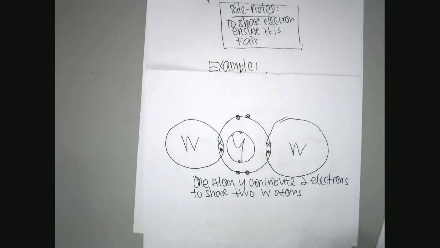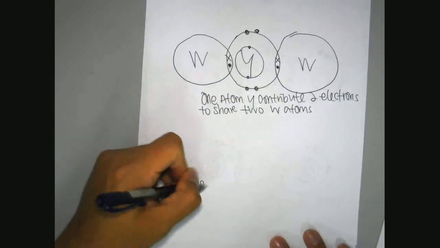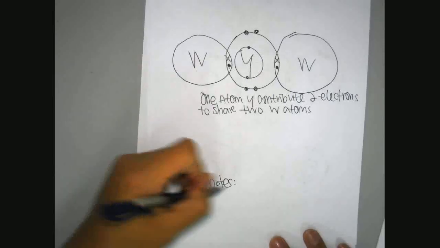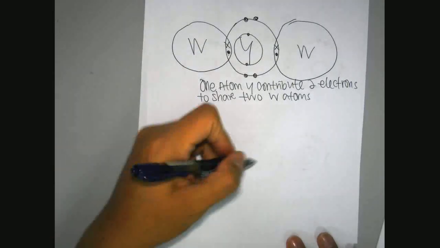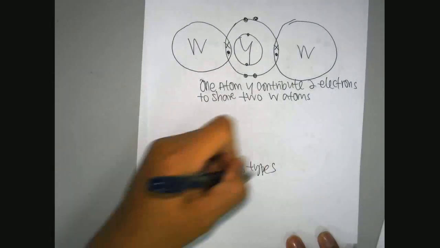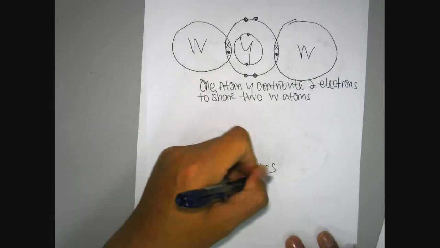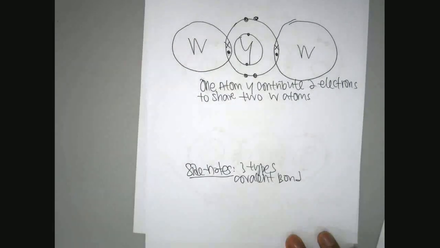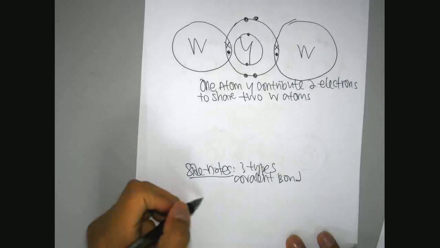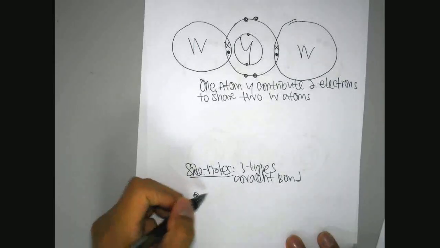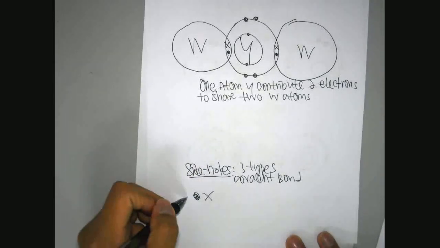Alright? So when you share the electron, you will form a covalent bond. At here, I want to give you some extra side notes first. I need you to know that for covalent bonds, we have 3 types that we have to be super careful with when you look at the questions.